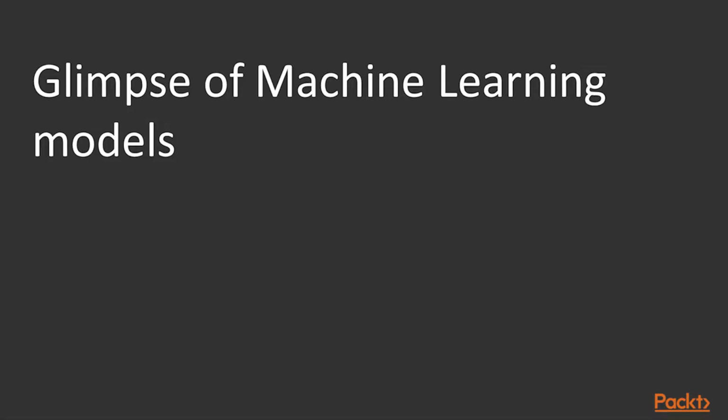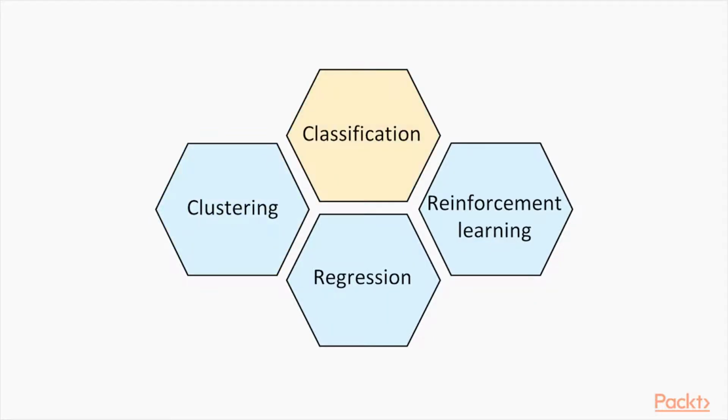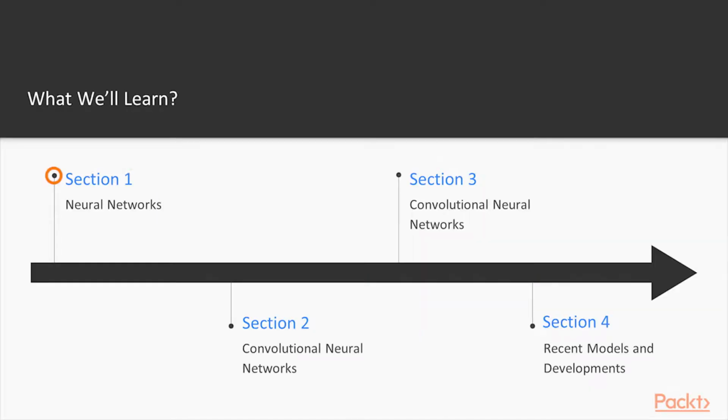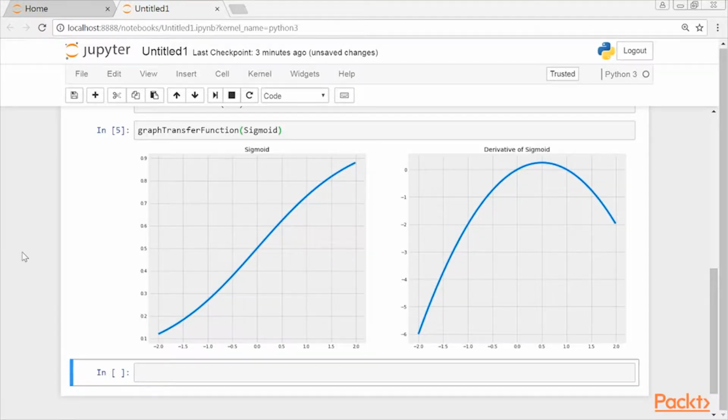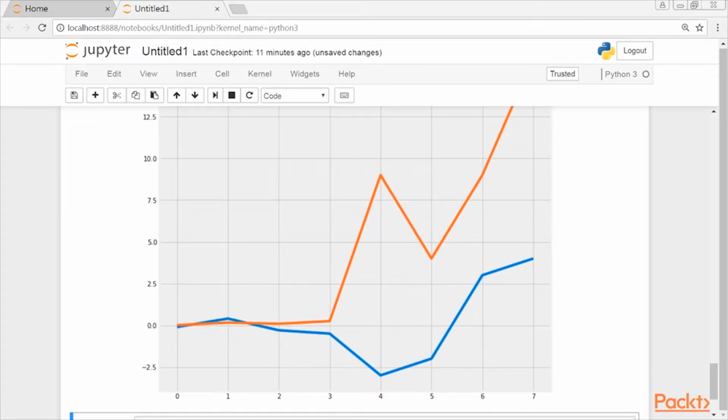This fast-paced video tutorial gives you a glimpse of machine learning models and the application of models at scale, using clustering, classification, regression, and reinforcement learning with fun examples. The very first section covers one of the basic building blocks of modern machine learning applications and ends with the practical step-by-step building of a neural network.